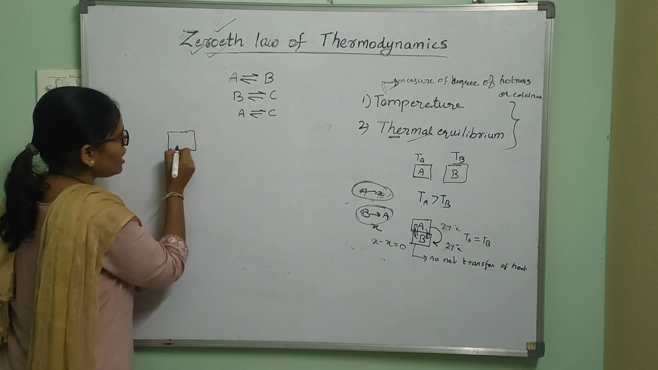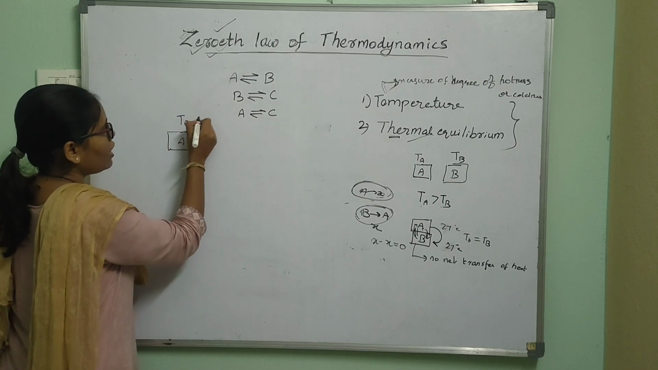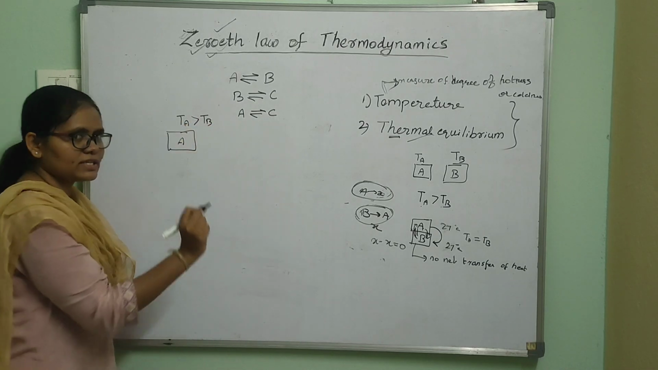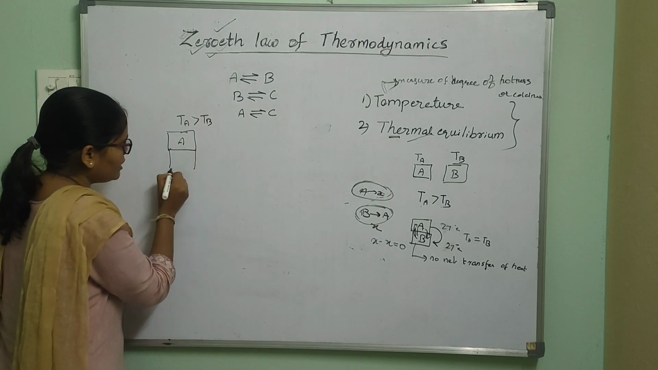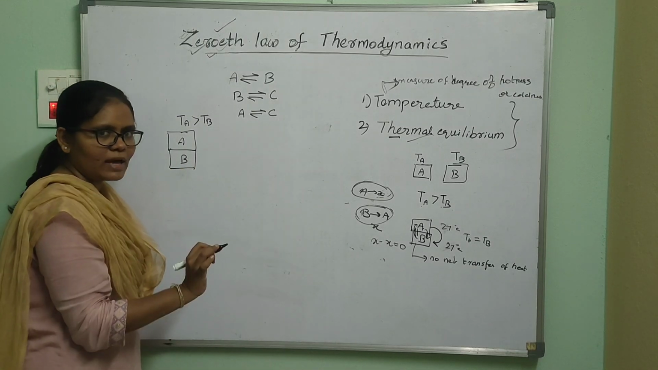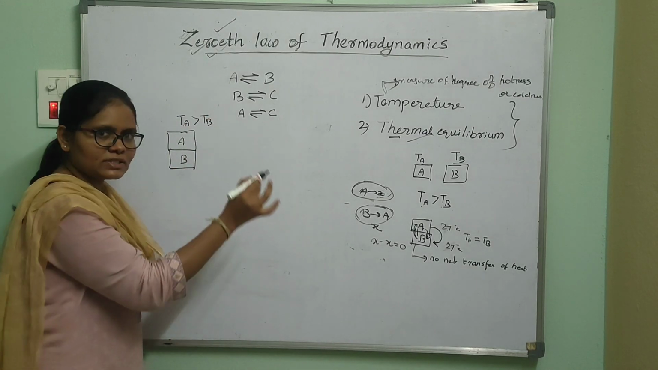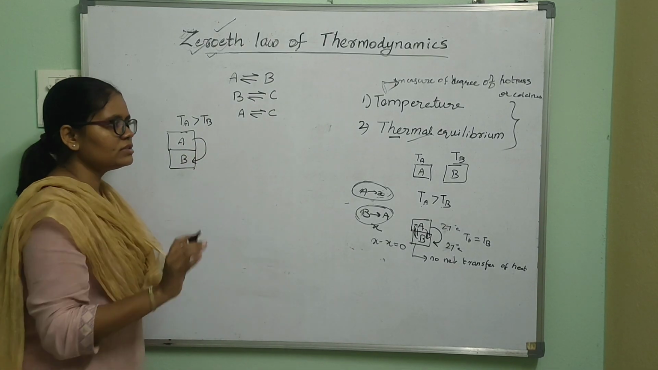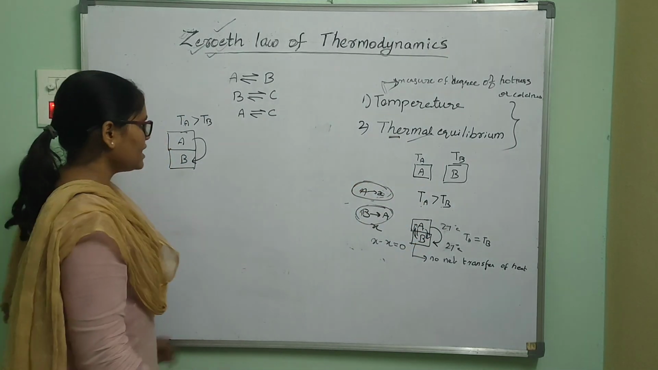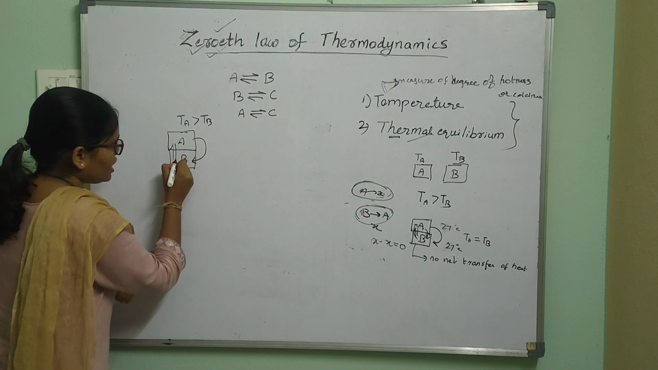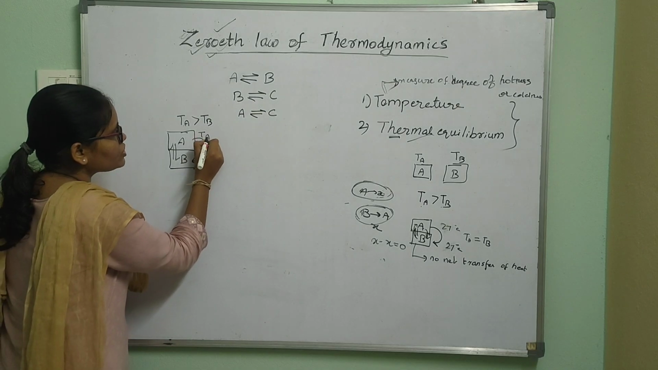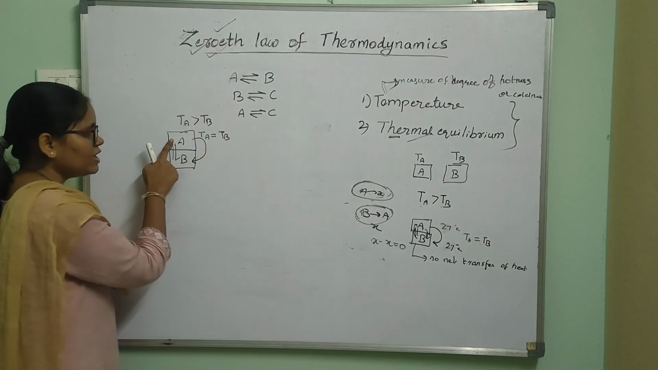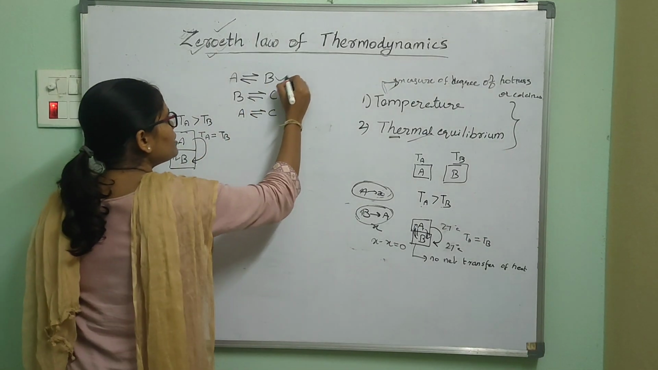Suppose I have an object A which is at temperature TA and object B at temperature TB. Suppose the temperature of A is greater than B, and I bring A and B in contact with each other. What will happen? Since the temperature of A is greater than the temperature of B, there will be transfer of heat energy from A to B until thermal equilibrium is established, right? So transfer of heat energy takes place until the temperature of A becomes equal to the temperature of B. So there is a thermal equilibrium between A and B. So this is the first condition.